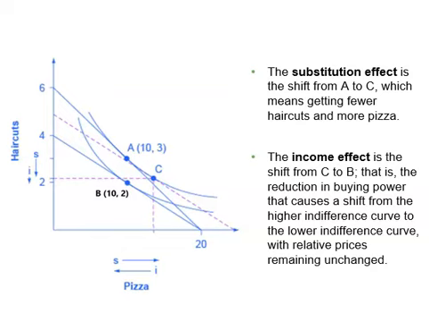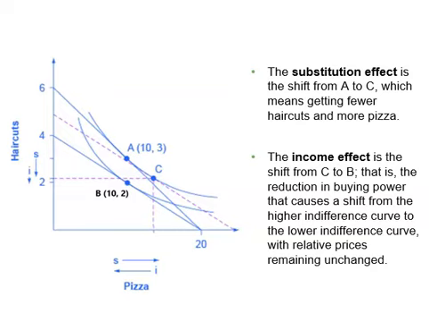Conversely, if the substitution effect away from haircuts and toward pizza is not as strong, and the income effect is relatively stronger, then Ogden will be more likely to react to the higher price of haircuts by consuming less of both goods. In this case, his optimal choice after the price change will be above and to the left of choice B on the new budget constraint.